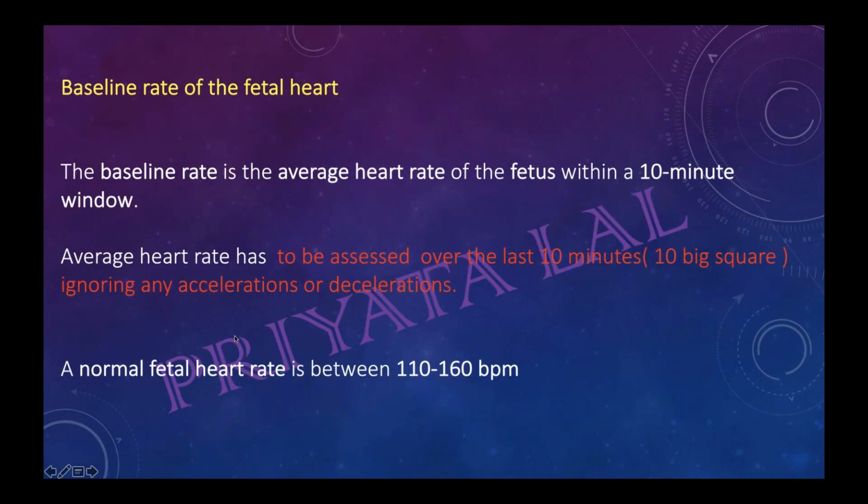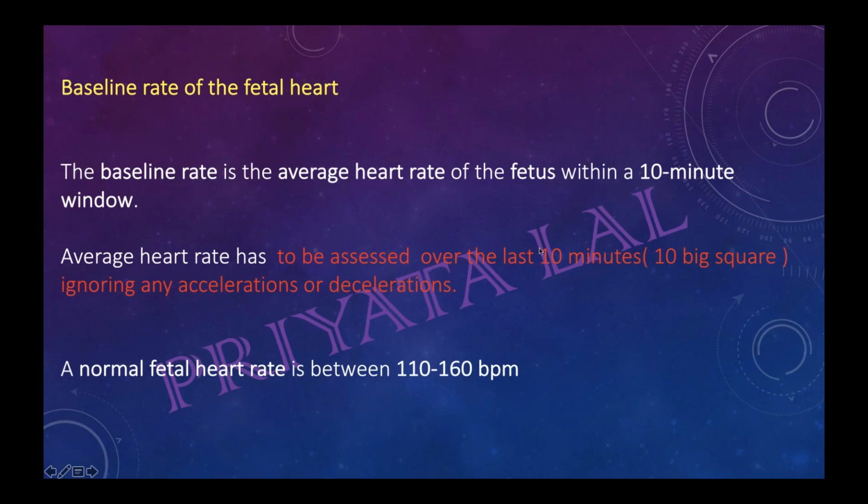Okay, so when we calculate CTG, there are a few things we calculate: baseline, variability, acceleration, deceleration, and contraction. If you are able to read that, then interpretation will be easy. Okay, so now baseline. What is the baseline?